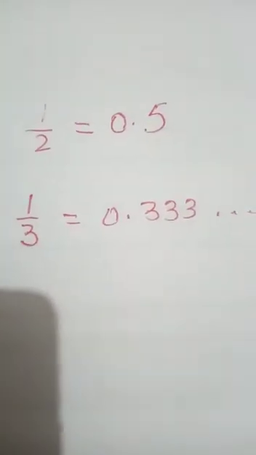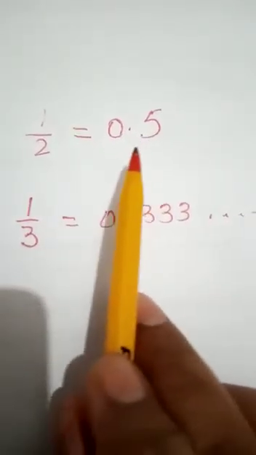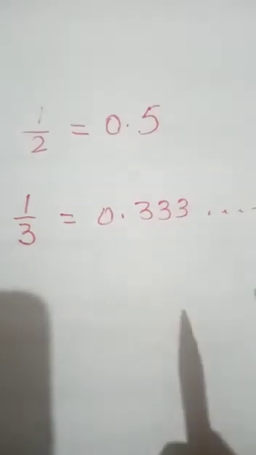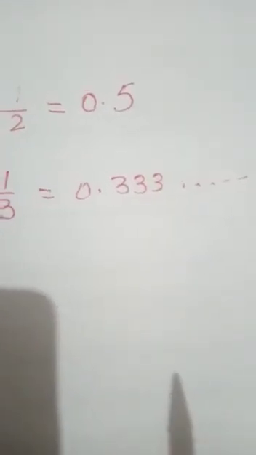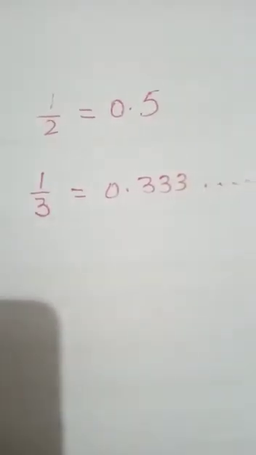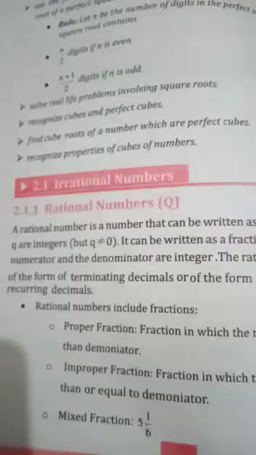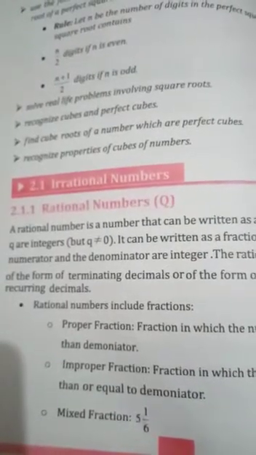It means a terminating decimal is one like 0.5, and a non-terminating decimal is one that does not have an end, like 1 by 3 is equal to 0.33 and so on. Now, students, recurring decimal means repetition of decimal.